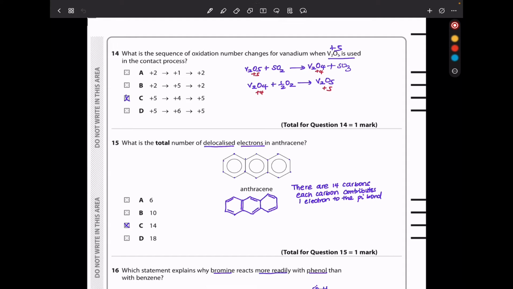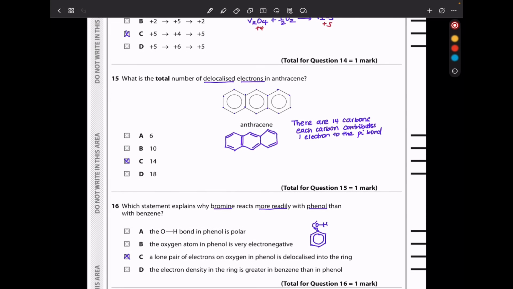In question 14, what is the sequence of oxidation number changes for vanadium when vanadium pentoxide is used in the contact process? In the contact process, sulfur dioxide reacts with oxygen to produce sulfur trioxide. This reaction is catalyzed by vanadium pentoxide. When the two-step reaction occurs, vanadium pentoxide will react with the sulfur dioxide to give us sulfur trioxide and vanadium 4 oxide. And then later, this vanadium 4 oxide will react with oxygen to form vanadium 5 oxide. So it's going to be vanadium 5 to vanadium 4 and then 4 to 5. So C should be the answer.